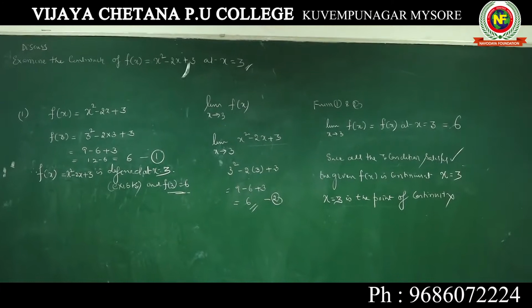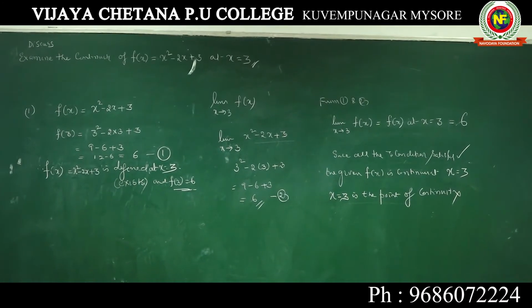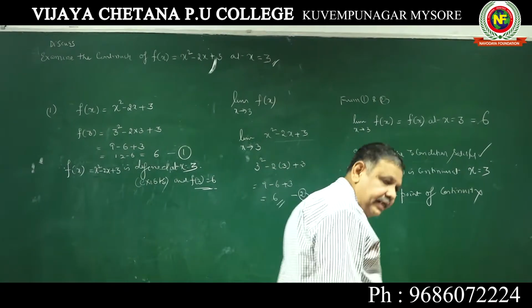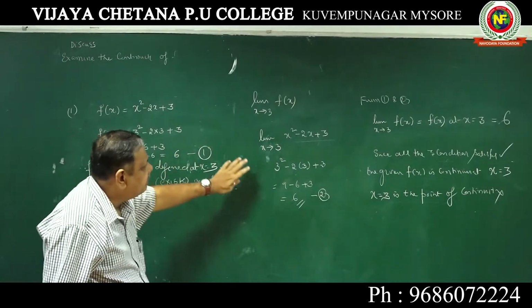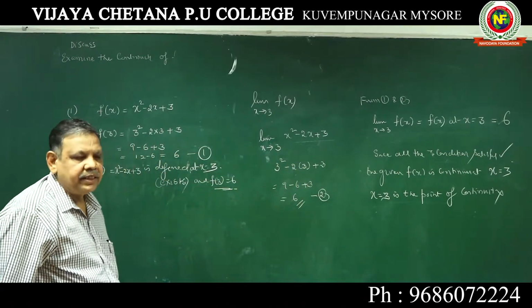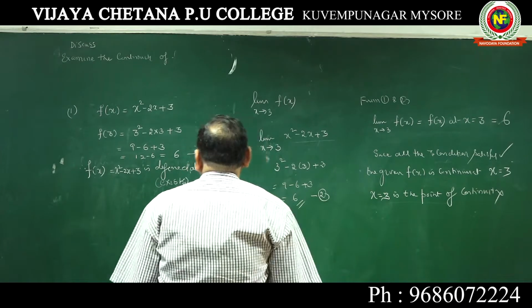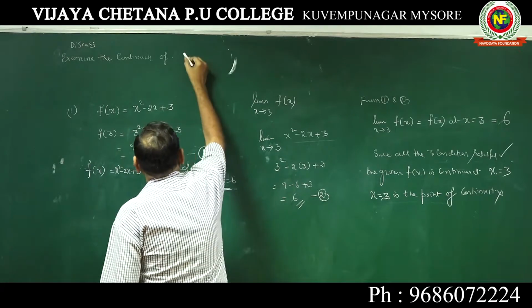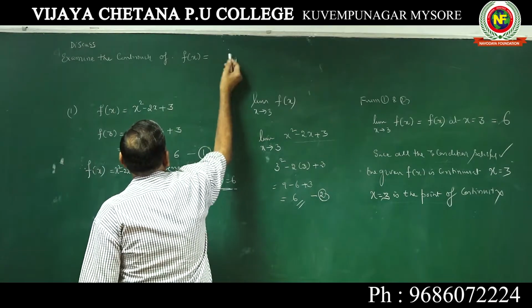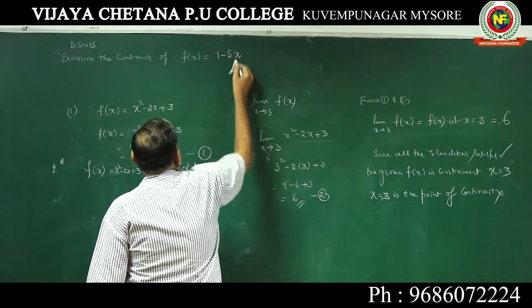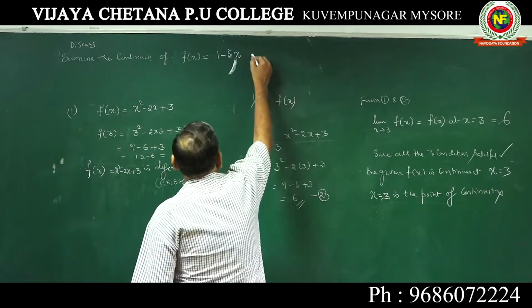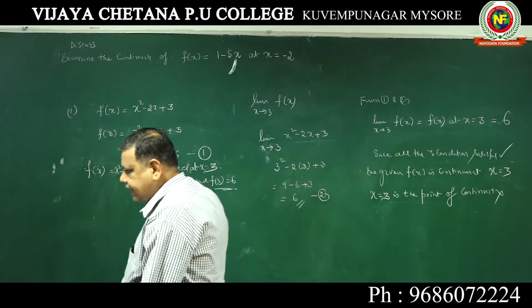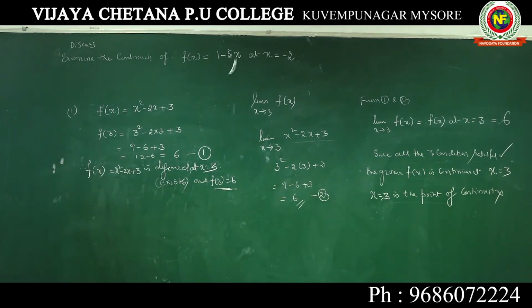Take one more problem, and then you will go for a different type of problem where you have to take the left hand limit and the right hand limit also. Take the limit, check whether they are the same, then you write it is a continuous function. Now we should examine the continuity of the function. Take down f of x is equal to 1 minus 5x at x equal to minus 2. Examine the continuity of the function f of x.